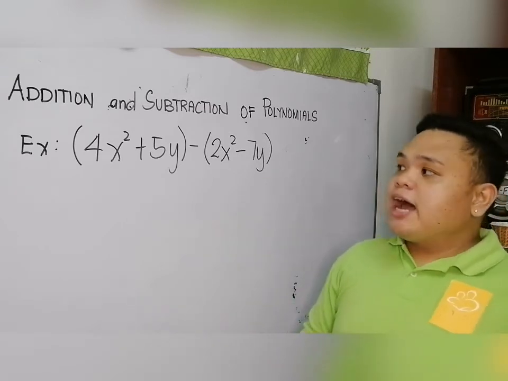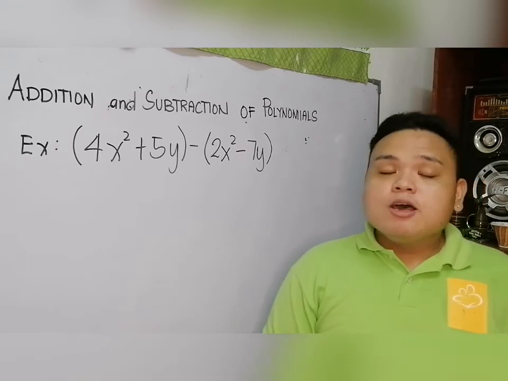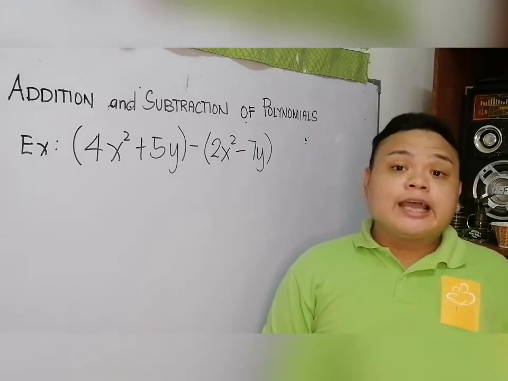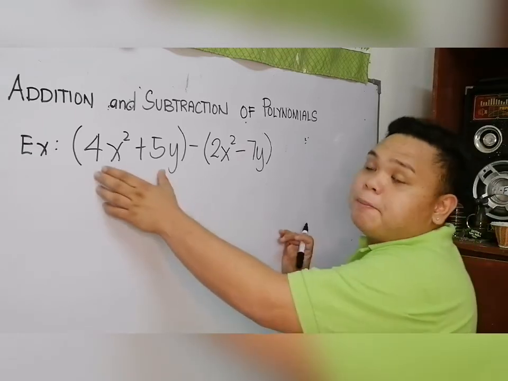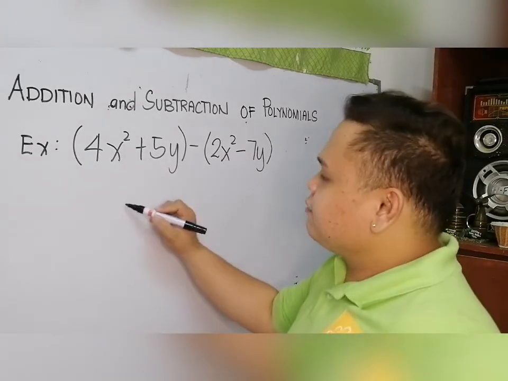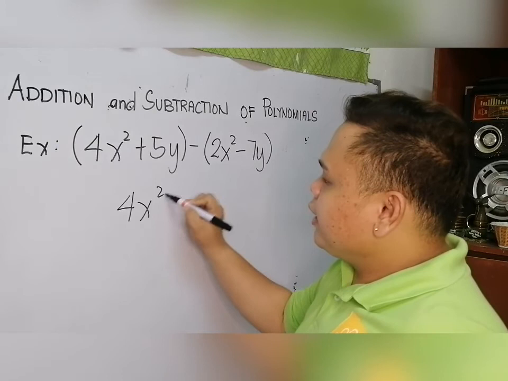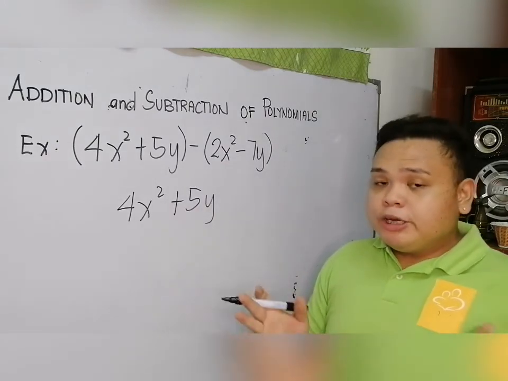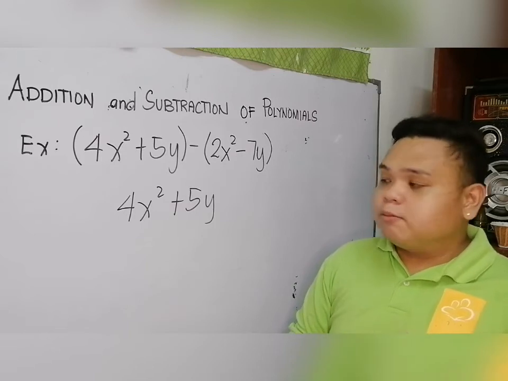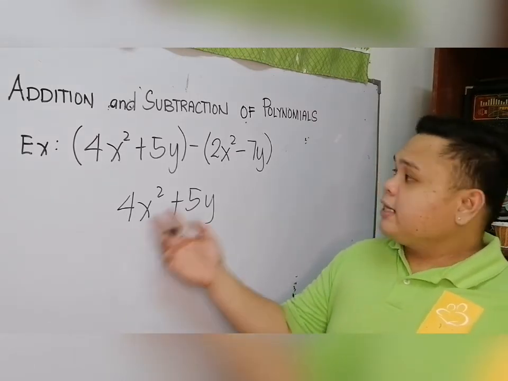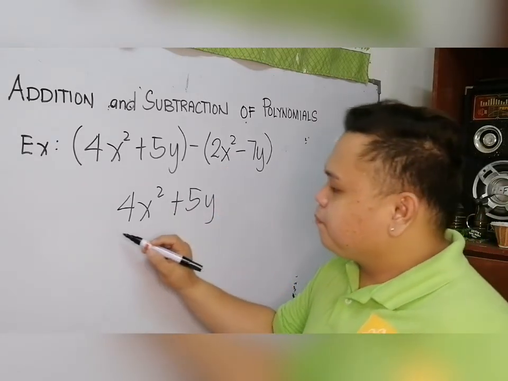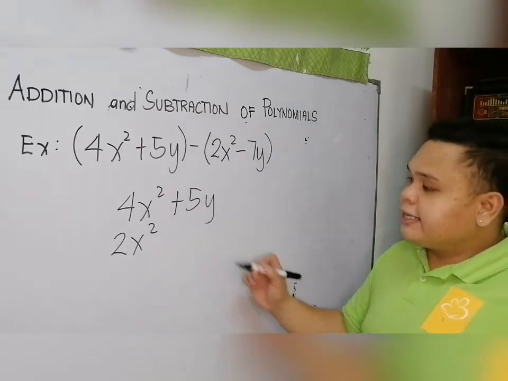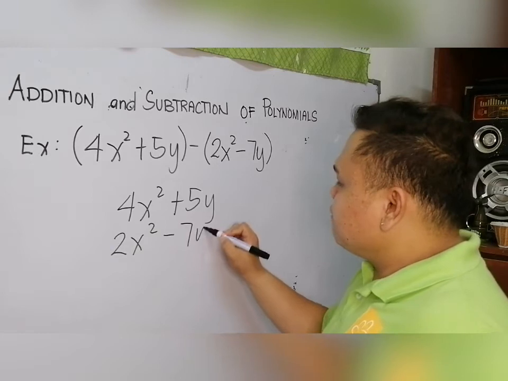In this case, if you have a binomial or a trinomial, for you to easily subtract the polynomials, we can actually use the vertical method. First is we need to copy the first given, which is 4x squared plus 5y. And then all you need to do is to align their like terms. For 4x squared, its like term is 2x squared. And then for 5y, its like term is negative 7y.